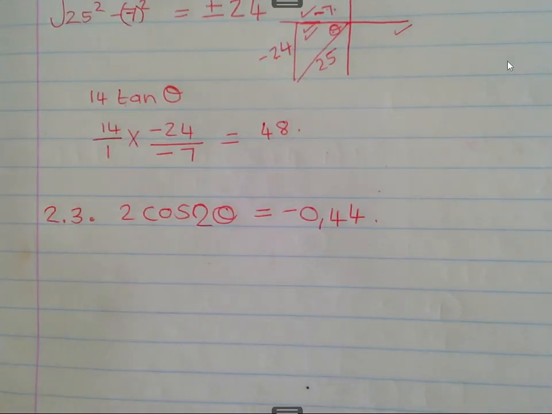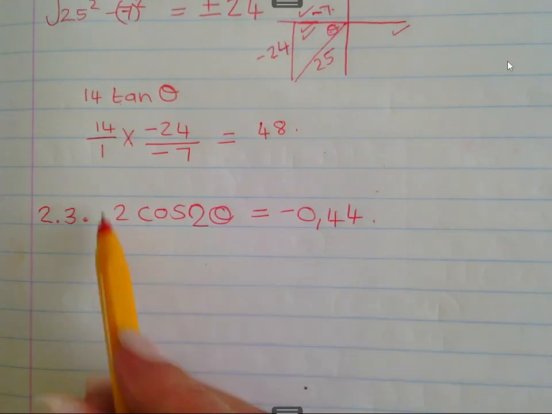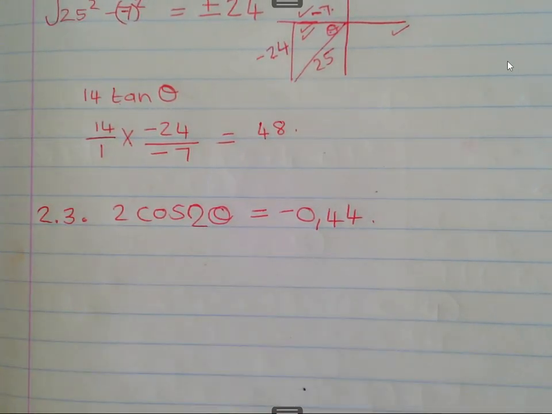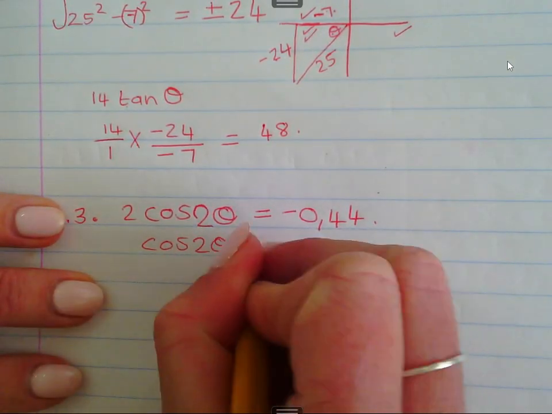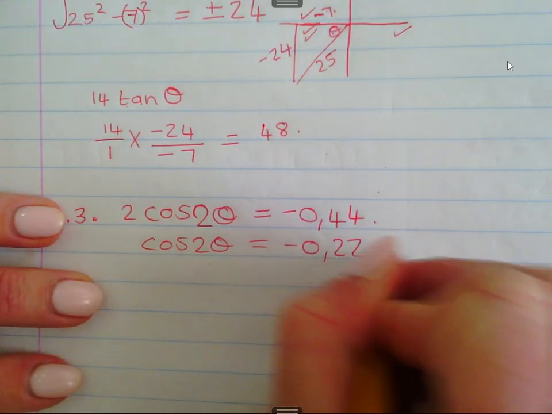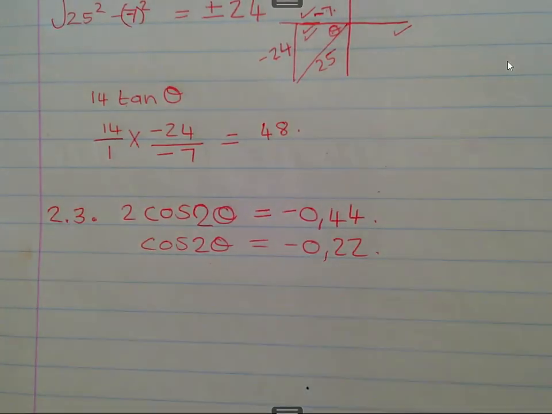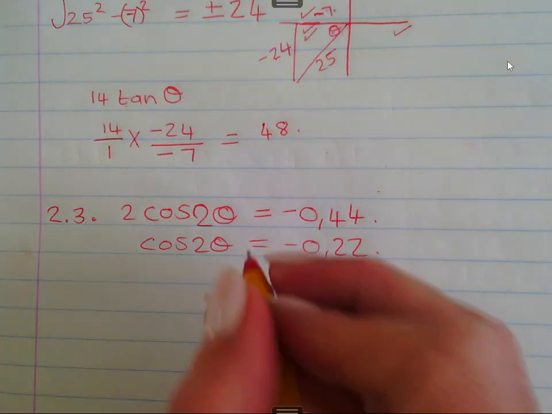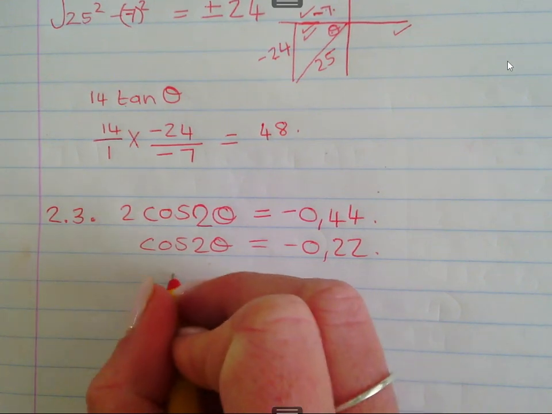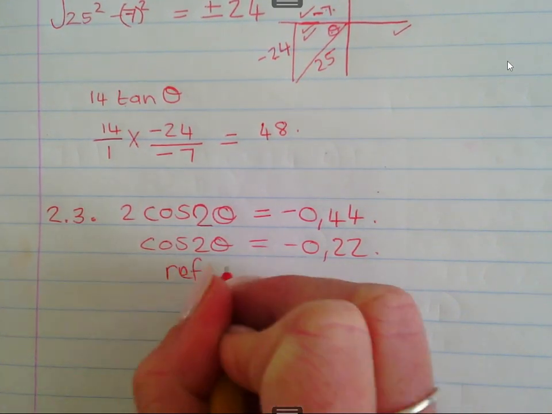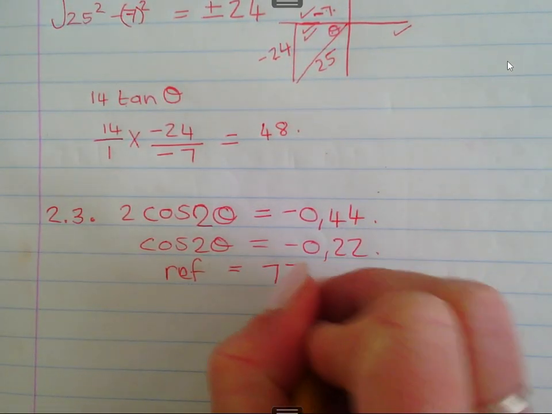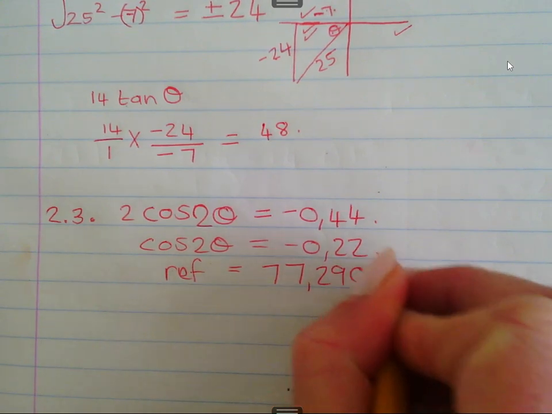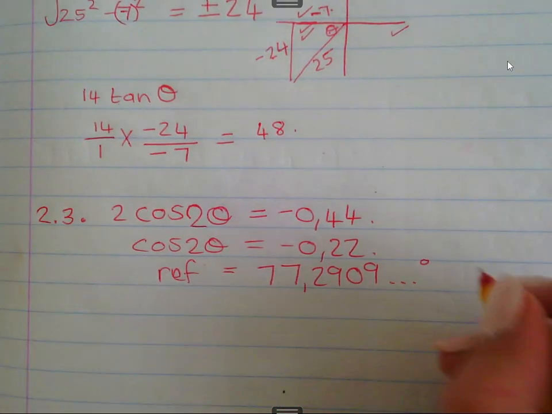Reg, so die eerste ding wat ons daarso gaan doen is net om met hierdie 2 te deel regdeur om ons funksie alleen te kry. En dit gee vir ons cos 2 theta gelyk aan negatief 0,22. Dan gaan jy druk shift cos van 0,22, onthou ons gebruik hom altyd as 'n positief, en dan kry jy 'n antwoord van jou verwysingshoek, jou reference angle. Only use the 0,22, né? Then you get a reference angle of 77,2909, don't round it off.